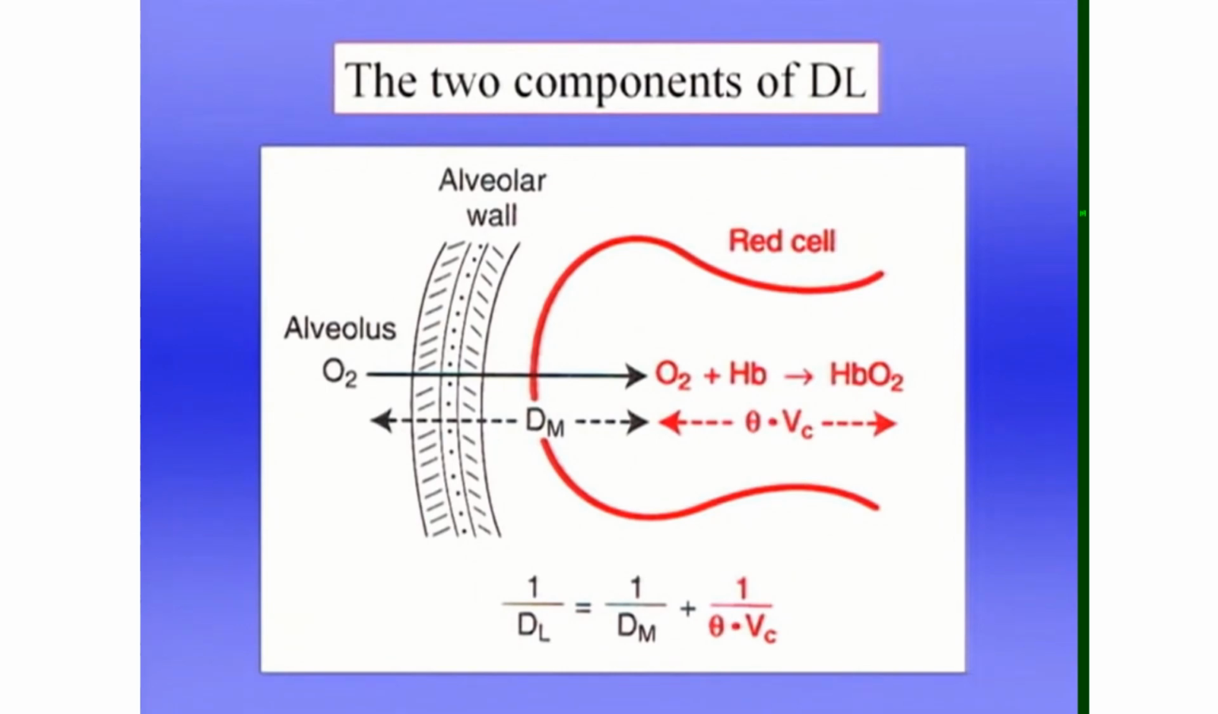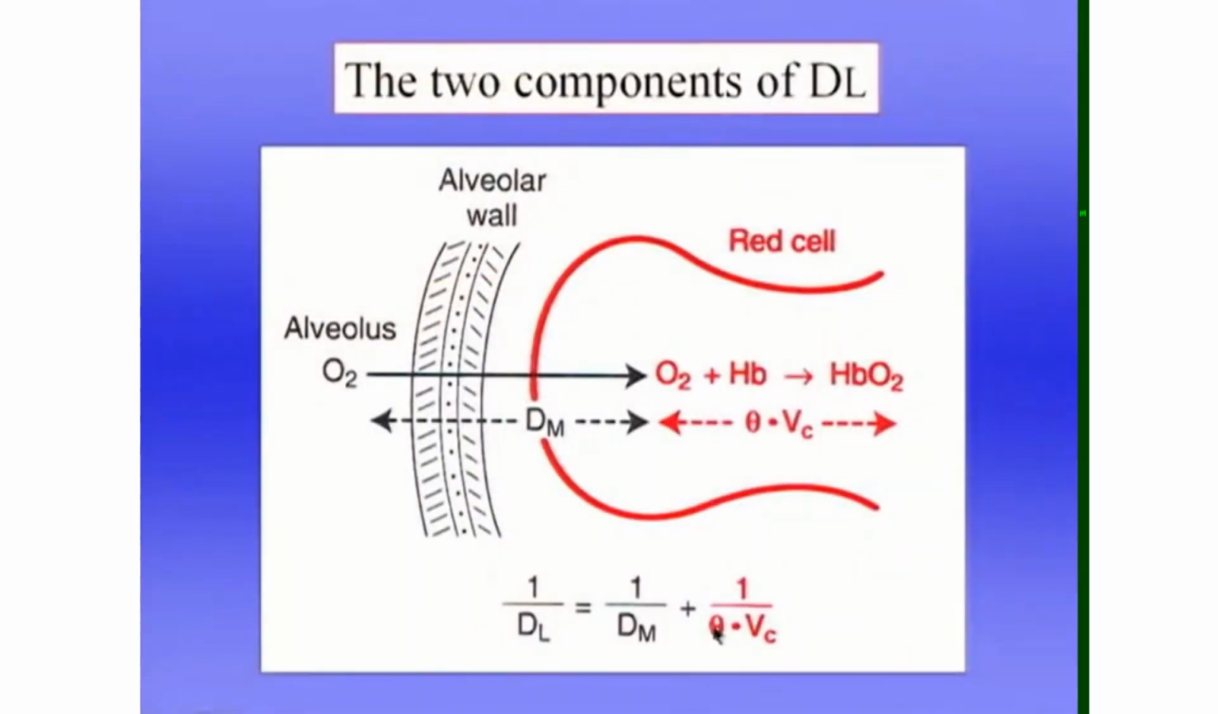And if we multiply that by the volume of blood in the pulmonary capillaries, we end up with the units mils per minute per millimeter of mercury. Those are the same units as diffusing capacity. Remember, I mentioned that when we were talking about measuring the diffusing capacity. So we're able to add these two factors here. And the equation we get is 1 over DL equals 1 over DM plus 1 over theta Vc.